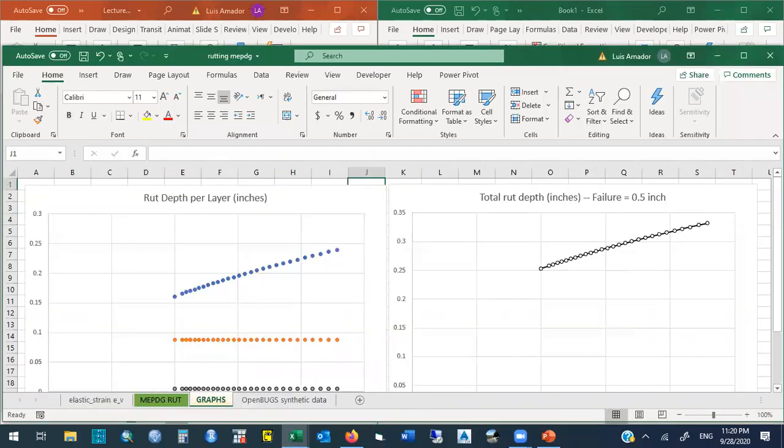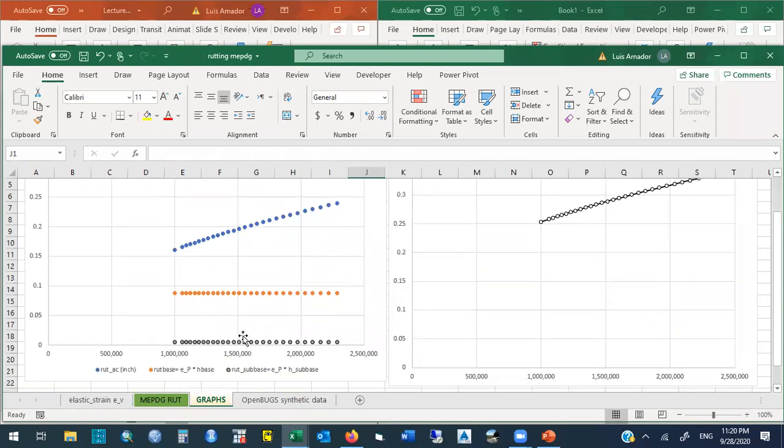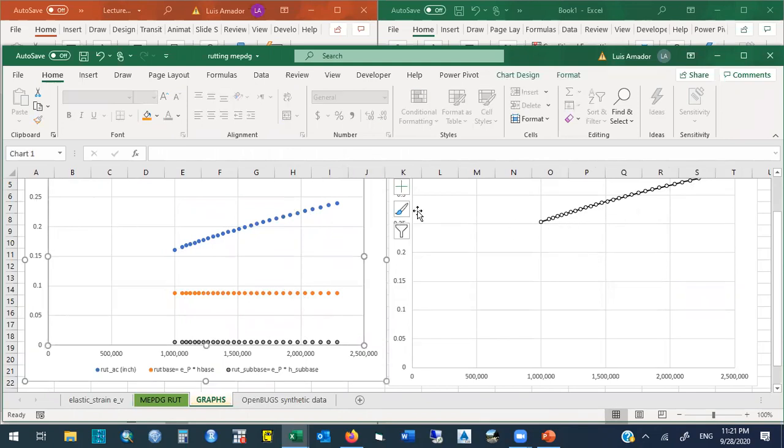So it looks like this. This is the deformation on your subbase. This is the deformation on your base. This is the deformation on your asphalt cement. And this is your total deformation when you aggregate them all together. Please notice this is not the same scale, right?